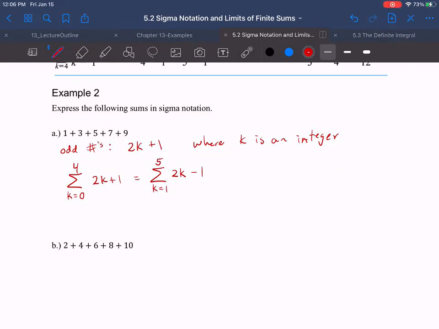Start at 1, and you get 2 minus 1, that's 1, right? Go all the way up to 5, which gives you 2 times 5 is 10 minus 1, which is 9. And it would match all the other numbers in between. Okay? Any questions on that? Okay, go ahead and take a moment and try that next one real quick. I'll just give you a minute.